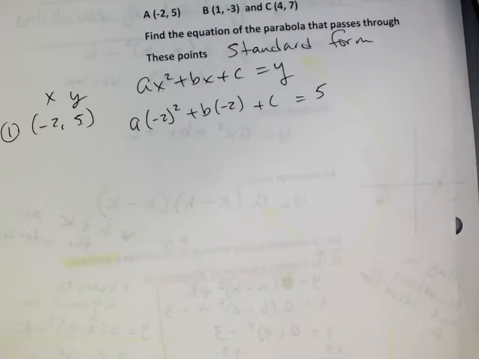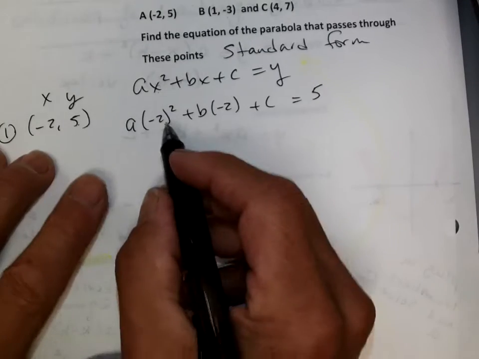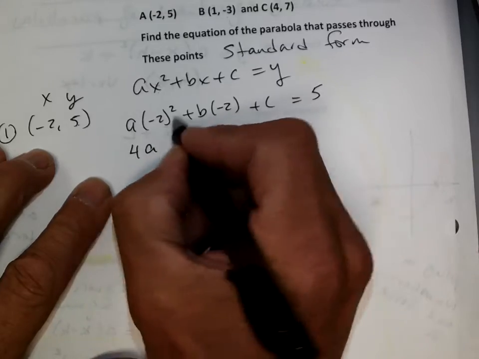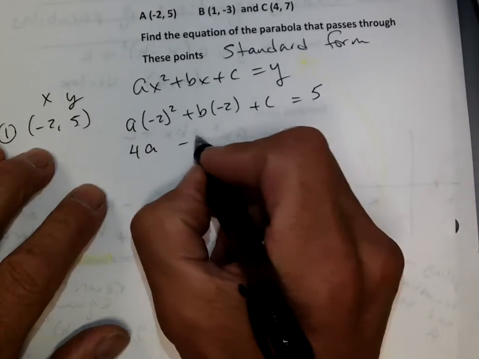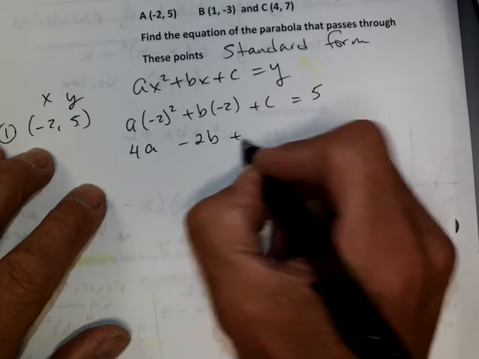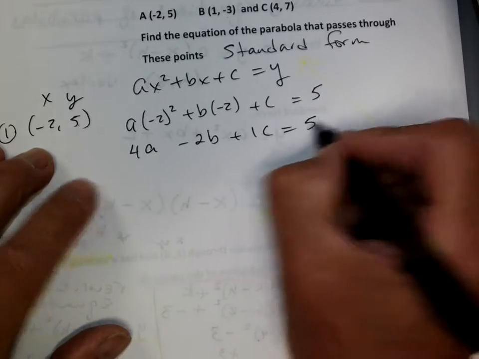Thumbs up. Let's tidy this up. I'm going to call that a 4a, negative 2 squared, right? Minus 2b plus a 1c equals 5. Okay? How am I doing?